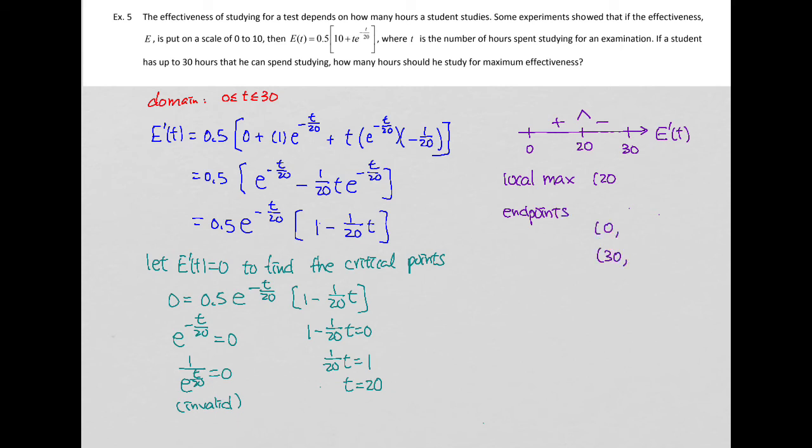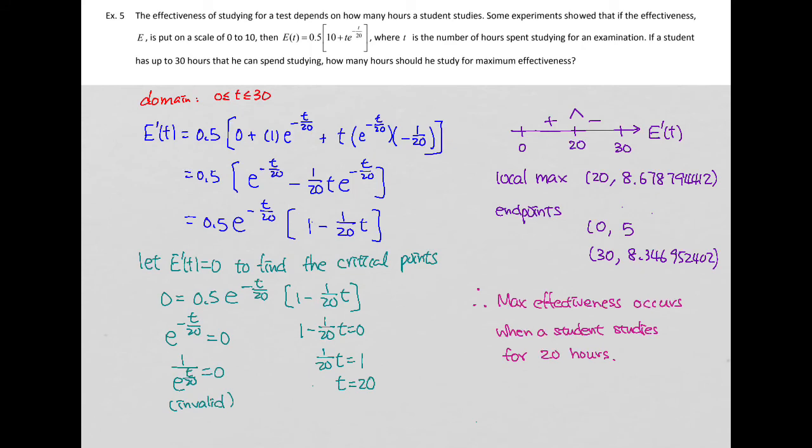0 and 30. And substitute all those t values back into the original effectiveness equation to find the effectiveness. After comparing all the y values, we know t equals 20 is actually the global maximum. So therefore, we say the maximum effectiveness occurs when a student studies for 20 hours.